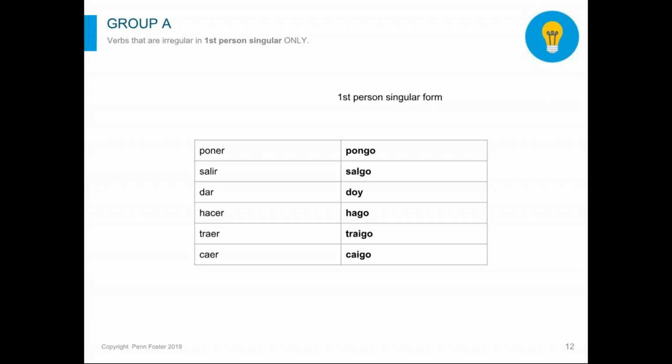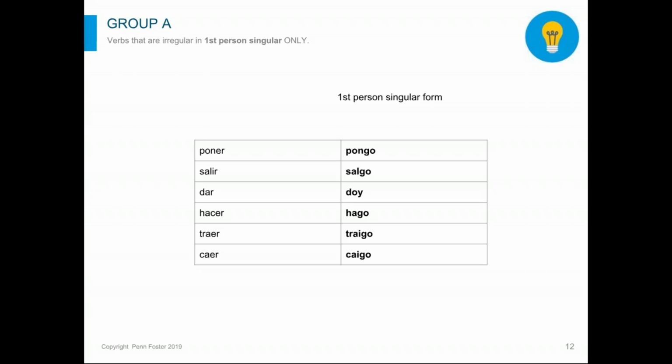Even though a few of them do have similar letters, there really is no trend to follow there. So a verb like poner means to put, to place, or to set. So if you were trying to say something like, every night I set the table for dinner, a word like pongo would be required. Salir means to leave or to go out. Salgo. Dar, to give. Doy, I give. Hacer is to do or to make. Hago, I do or I make. Traer, traigo. Traer means to bring. So traigo means I bring. And caer means to fall. Therefore, caigo means I fall.